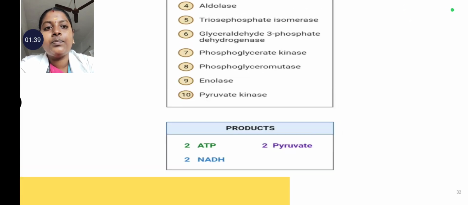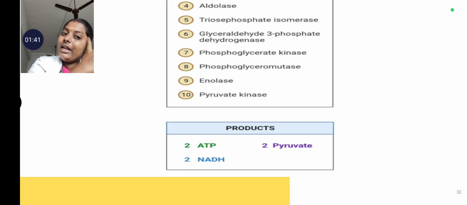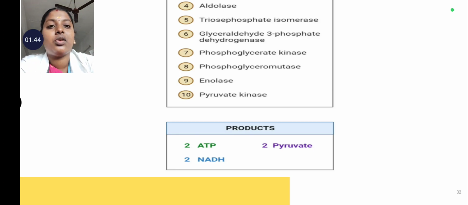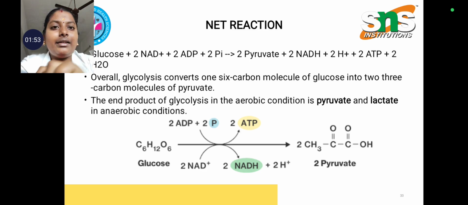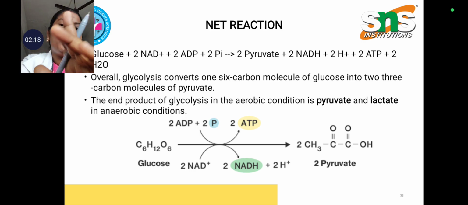So what are the final end products obtained during the glycolysis process? In the sense, 2 ATP molecules, 2 pyruvate molecules and 2 NADH molecules. And coming to the net reaction, this is the overall net reaction: glucose plus 2 NAD plus 2 ADP plus 2 phosphate gives 2 molecules of pyruvate, 2 molecules of NADH, 2H plus, 2 ATP molecules, and 2H2O is released. So overall, glycolysis converts the 6 carbon molecule of glucose into 3 carbon molecules of pyruvate.